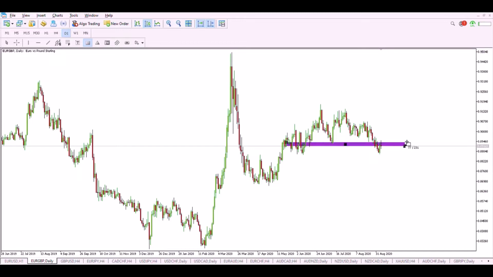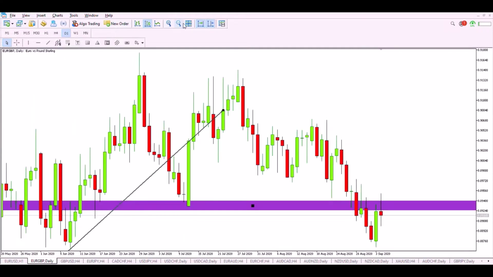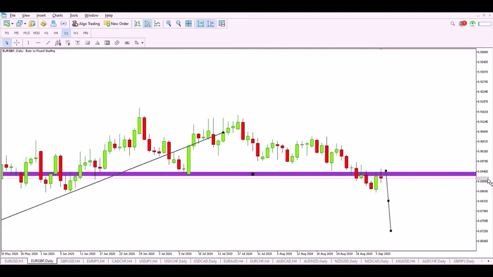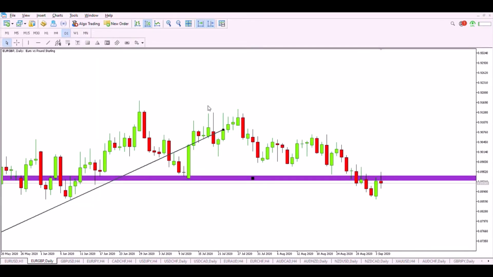Another example on the Euro GBP is on the daily chart. Right here you can see a nice double top formation. Here is your bullish trend, which is slowly breaking, and we have already seen even the breakout under the neckline. Now currently the price is retesting the neckline, and from here we can head down to our target. Again, how much? As much as the height of our double top. So we apply it and we take profit somewhere here.